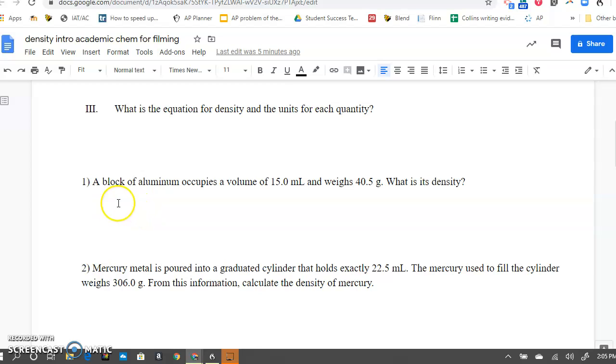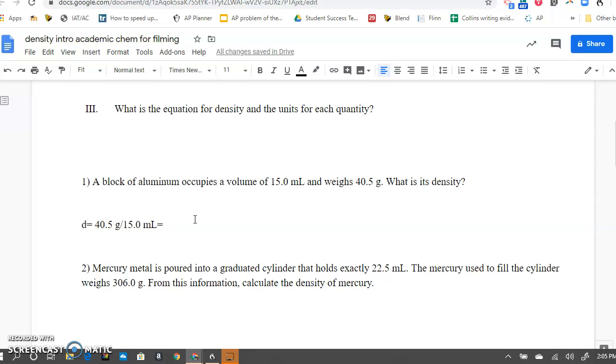What I have here for question number 1 is just a simple problem. A block of aluminum occupies a volume of 15 milliliters and weighs 40.5 grams, and I want to know what its density is. So what I'm going to do is just type on this one: D equals my mass, which is 40.5 grams, divided by 15.0 milliliters. And that's all I need to do to set up that problem.